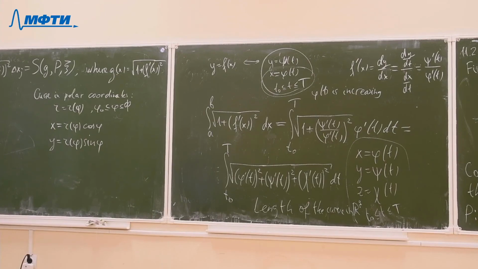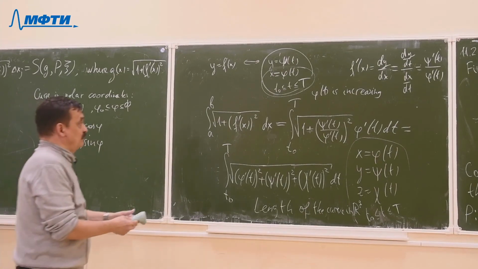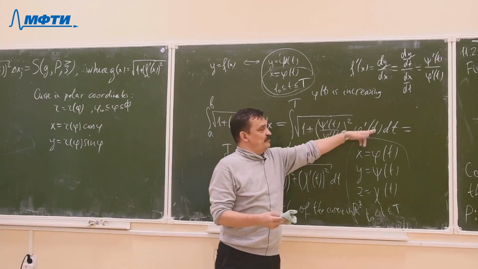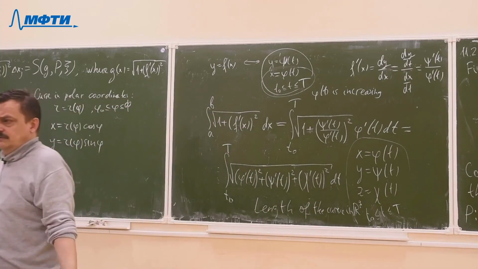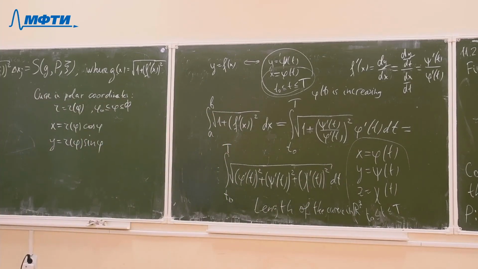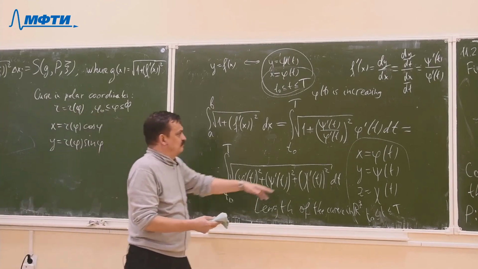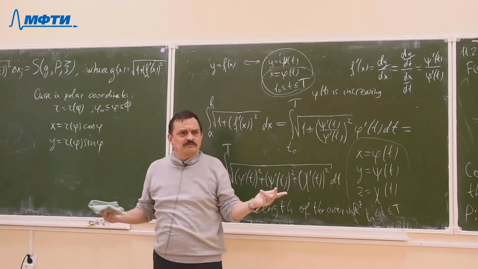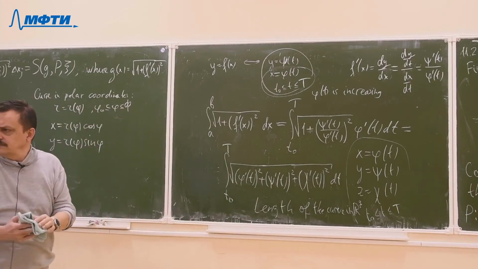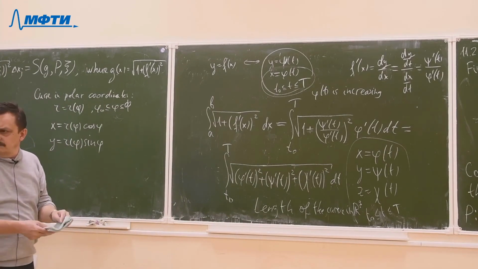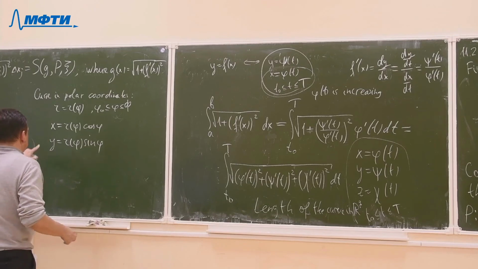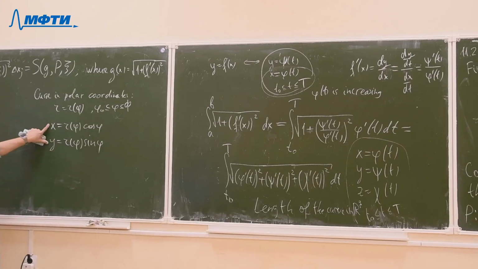Why can I multiply? Phi is increasing, so phi prime is positive. I multiply phi prime inside the square root. I don't understand the question. Okay, so now look at this.